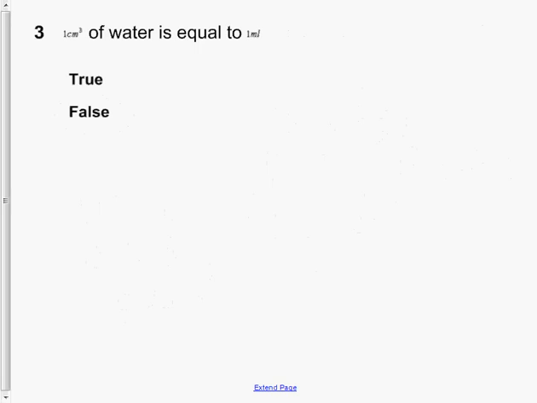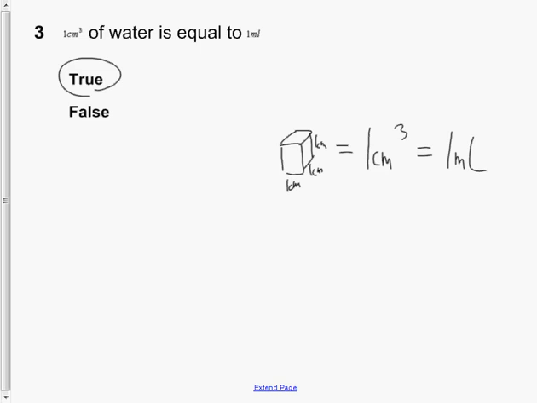Question 3 is important, and it's definitely true. When we gave you that one little yellow cube of plastic, it was 1 centimeter by 1 centimeter by 1 centimeter, and it was 1 centimeter cubed of space. And we said that if that was not made of plastic but of water, it would be exactly 1 milliliter. It's a very important measurement. The metric system is actually based on 1 cubic centimeter of water being 1 milliliter. That's where a milliliter comes from.